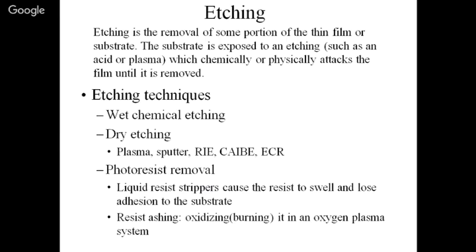And the etching process I have already explained. There is dry chemical etching, wet chemical etching, dry etching, plasma etching, sputter etching, and even reactive ion etching, reactive ion beam etching, and chemically assisted ion beam etching, CAIBE, and even electron cyclotron resonance, ECR, which is a phenomenon observed in plasma etching. So again, plasma is another important thing.